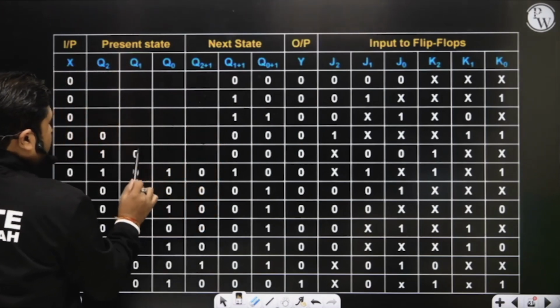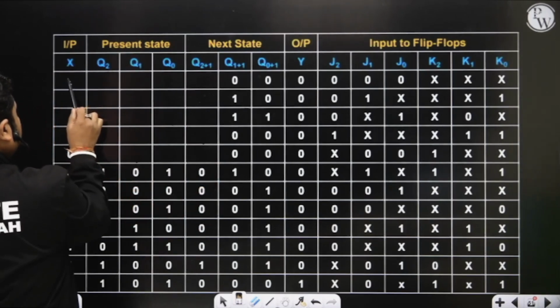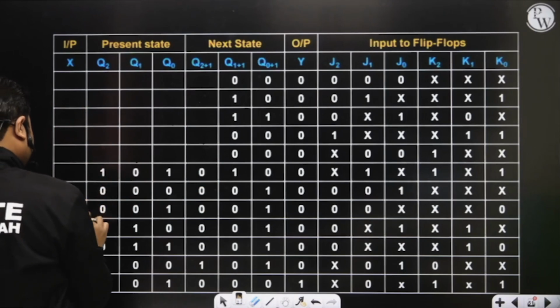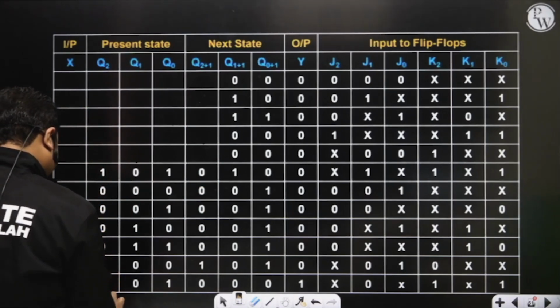Presently, it is just looking like 0 1 0 1 0 1. But let me change it. Let me write it here, so it will be very easy for you. Okay.